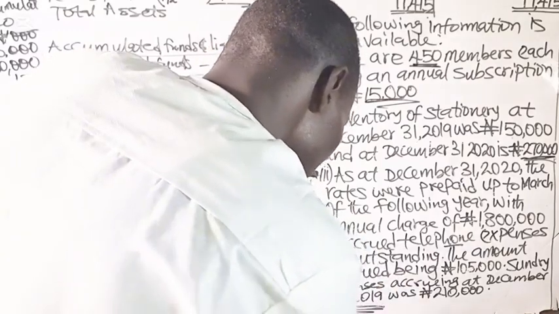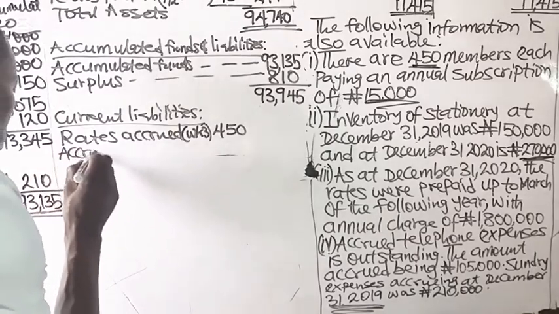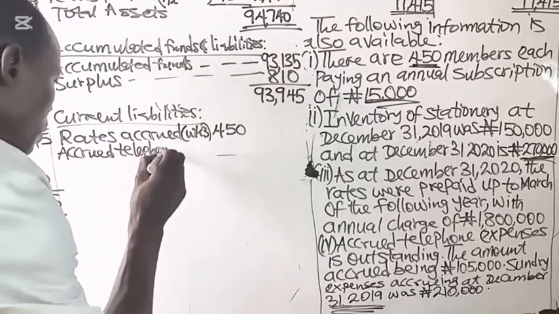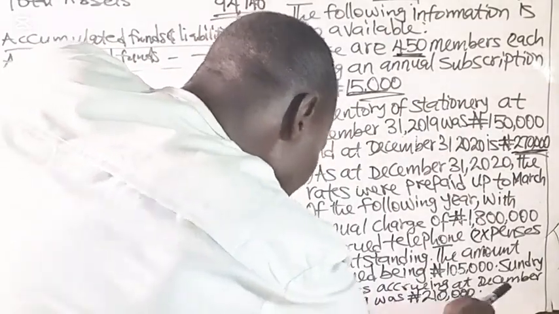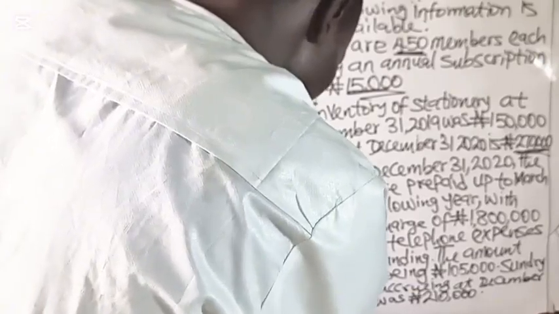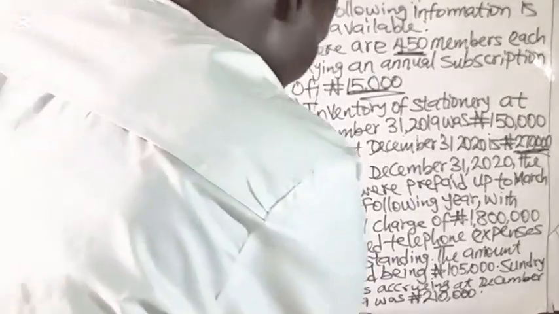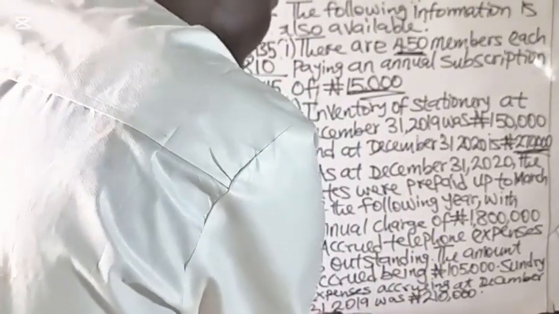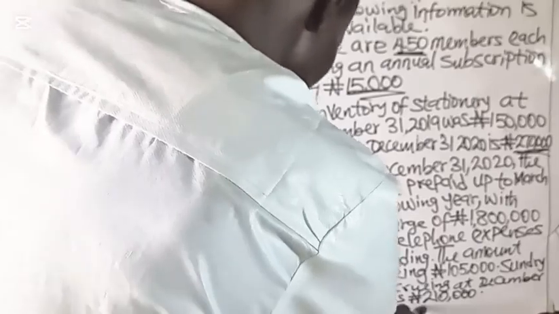Accrued telephone expenses is outstanding, the amount accrued being 105,000. So we have accrued telephone expense of 105,000. We were told sundry expenses accruing at December 31st, 2019 was 210,000. This accrual does not relate to the year 2020. So that is why it was used in the opening entry in the statement of affairs to calculate the accumulated funds. If it had related to 2020, then it would appear under current liability. But since it relates to 2019 and not 2020, and the financial year of this club is 2020, this one relates to the opening entry. So you will not use it under current liability in the statement of financial position.